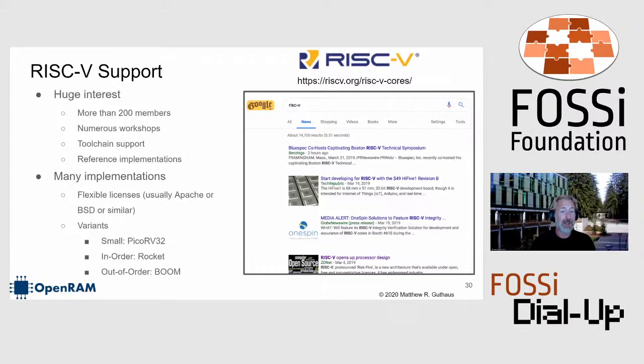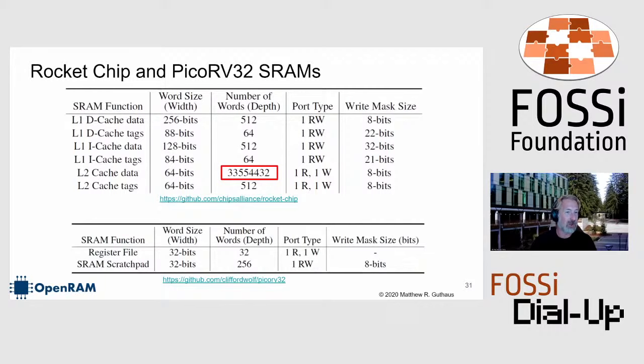What we're doing is taking these architectures and looking through the memories that they use. So these are all the memory options that most of these use. For Rocket chip, you have your L1 cache, the tags and the data, the L2 cache. You can see the number of words in these. You can see the port types. Most of them have a single read write port. Others have one read, one write. Different write mask sizes and different word sizes. These are the different options you want to be able to generate memory arrays for.